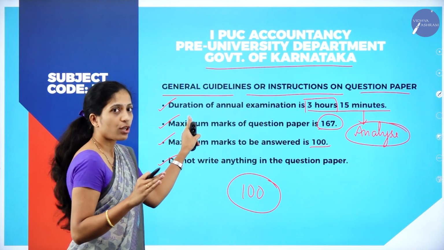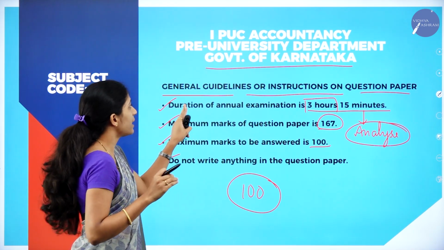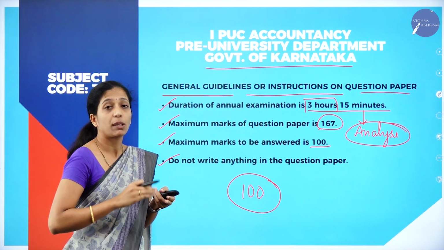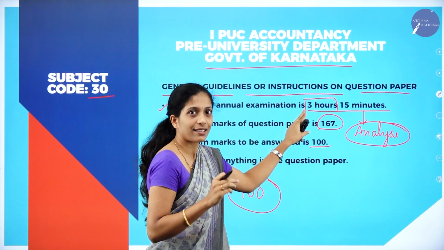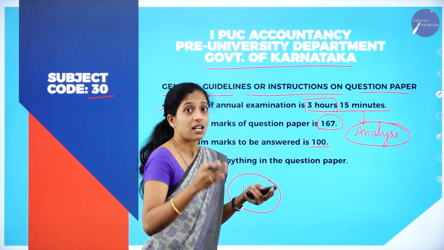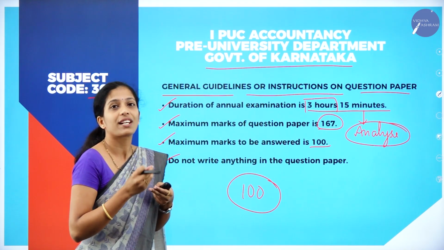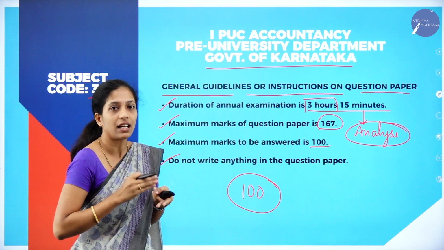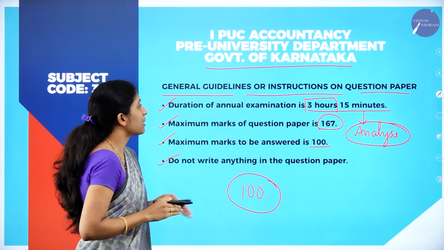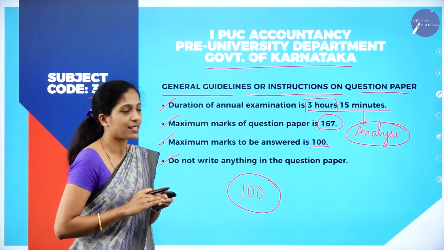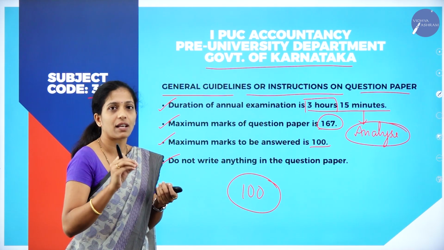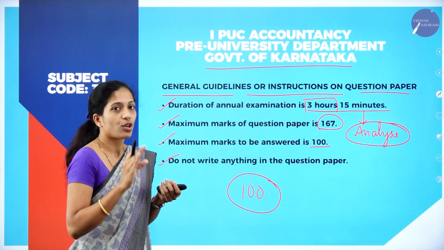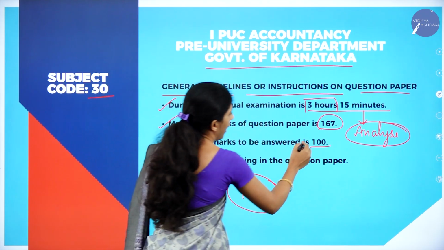As I told you, the total duration of your examination will be 3 hours 15 minutes, where for the whole 3 hours you are going to write the answers, and in the first 15 minutes you are going to read the question paper and analyze the questions. Next, the maximum marks of the question paper is 167, with options. So you have to write only for 100 marks.